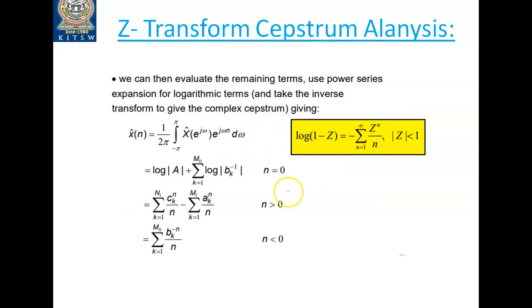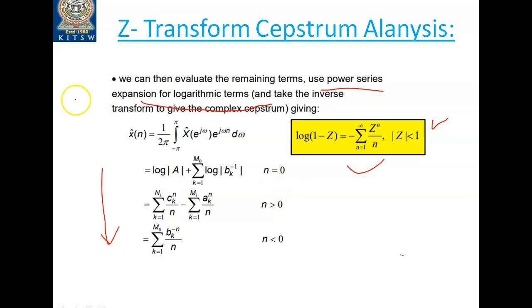Now, when it comes to the z-transform cepstrum analysis, one important thing we need to remember is the Taylor expansion, which we need to apply if we want to compute any problem. We can then evaluate the remaining terms, use the power series expansion for the logarithmic terms, and take the inverse transform to give the complex cepstrum, which looks like this. This is the analysis we need to understand. What happens when you take n equal to 0, for all the values of n for which we are analyzing the cepstrum?